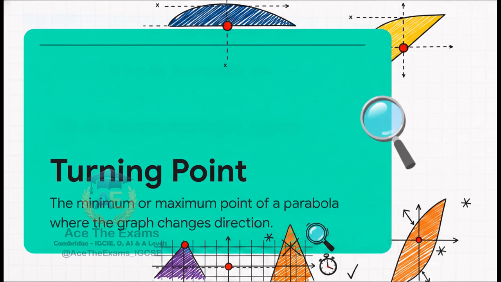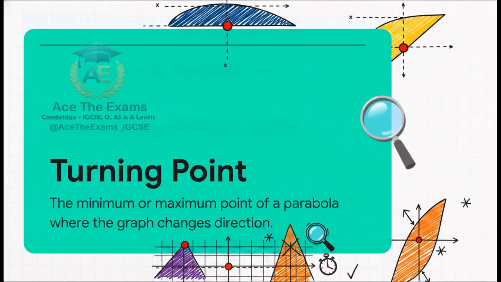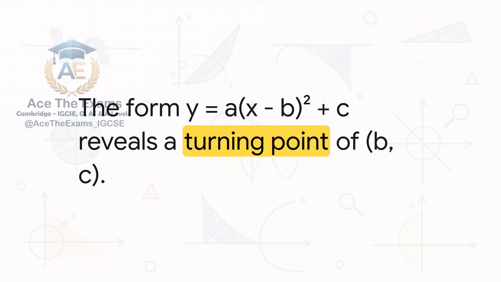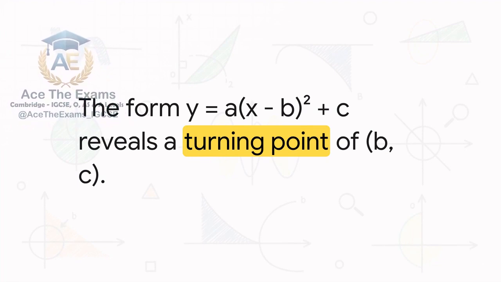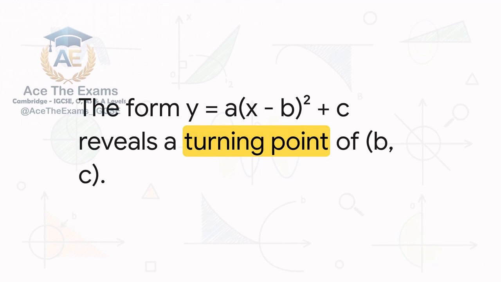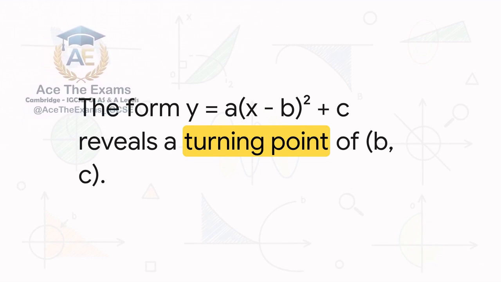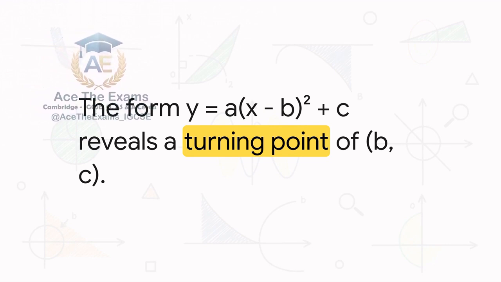Examiners absolutely love testing your efficiency here. They want to see if you know the quick way or if you're going to waste precious minutes doing it the long way. And here is that quick way. By rearranging your quadratic into the completed square form, you can instantly read the turning point without plotting a single dot on a grid. If you can get your equation into the format y equals a times (x minus b) squared plus c, the coordinates of your turning point are simply (b, c).